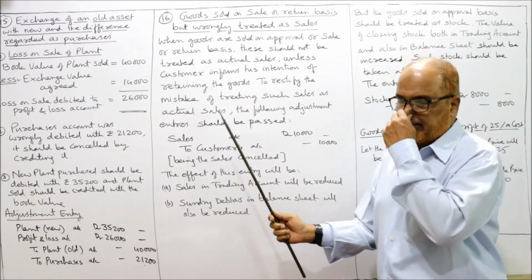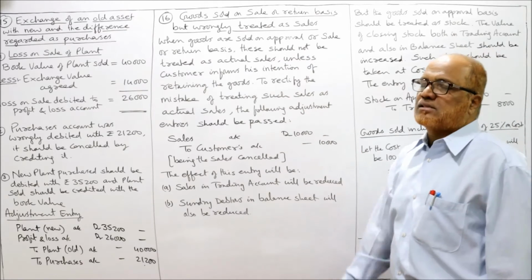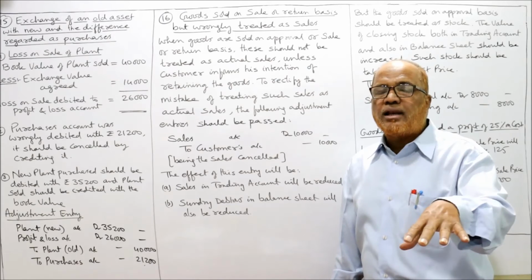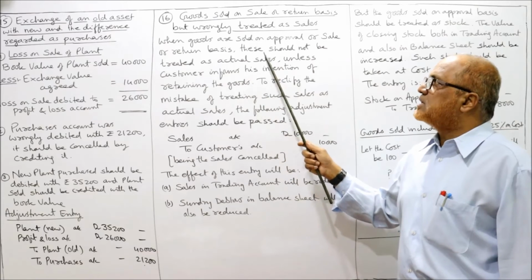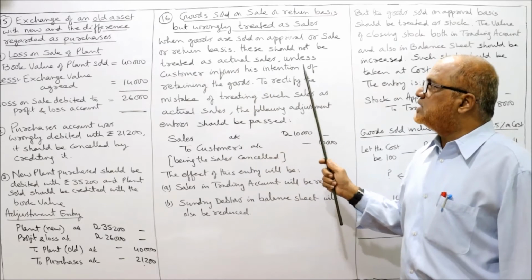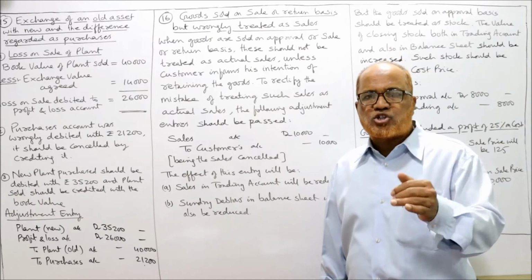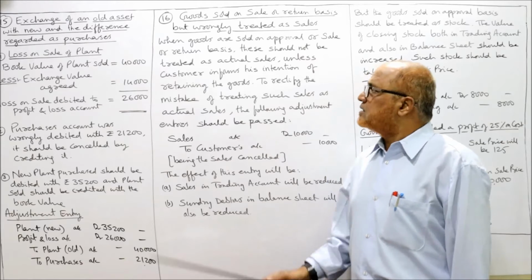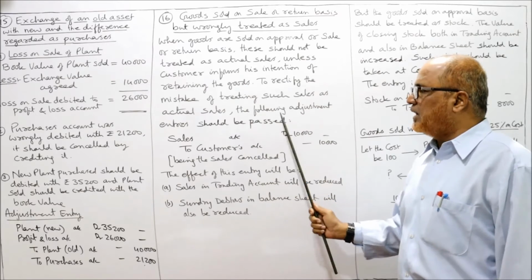Now, how to rectify it? See here, goods sold on sale or return basis but wrongly treated as sales. When goods are sold on approval or sale or return basis, these goods should not be treated as actual sales unless customer informs his intention of retaining the goods. जब तक के कस्टमर रिटेन करने का इंफॉर्मेशन नहीं दिया तब तक वो गुड्स को सेल ट्रीट नहीं करना. We should not treat it as sales, right? To rectify the mistake of treating such sales as actual sales, the following adjustment entries should be passed.